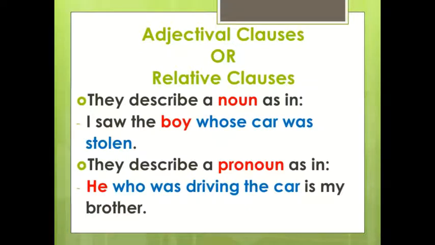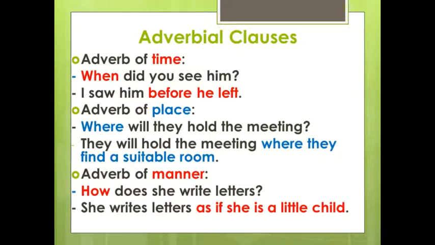They describe a pronoun as in, he who was driving the car is my brother. The main clause here, he is my brother. And who was driving the car is the adjectival clause, the dependent clause describing he. Adverbial clauses. They come as adverb of time, adverb of place, and adverb of manner. As an adverb of time, they answer, for example, when did you see him? I saw him before he left.